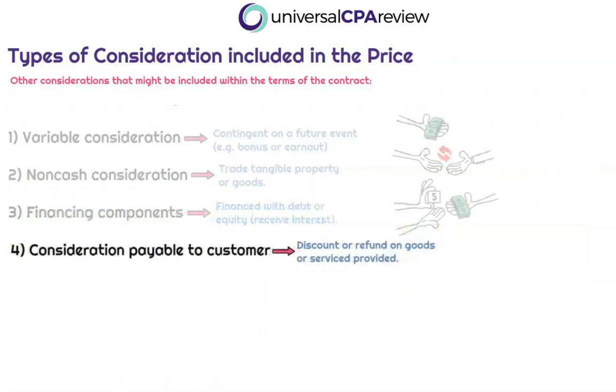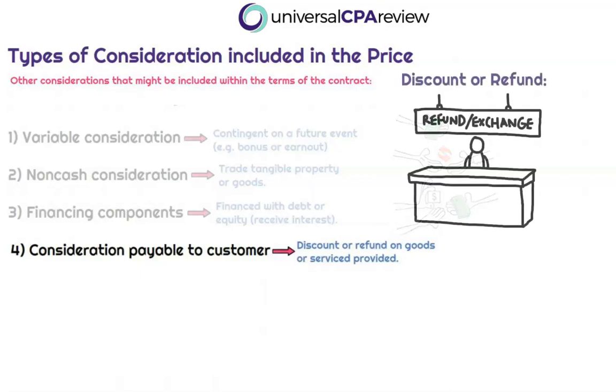And finally, consideration payable to the customer. If the consideration that is paid or is payable to a customer is a discount or a refund for goods or services provided, then the reduction of the transaction price should also be recognized. At the end of the day, companies can make payments to their customers for a variety of reasons. These payments will relate to the sales transaction from an entity to the customer. In some cases, the entity can purchase goods or services from one of its customers. An example of this could be things like coupons or rebates.